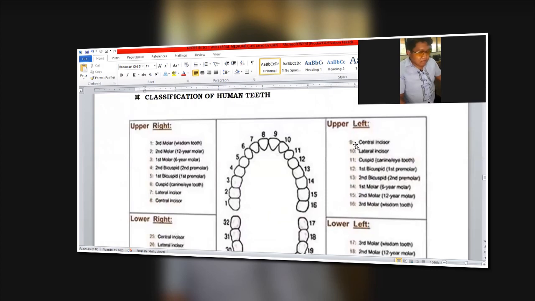Tooth number 9, the name of that is upper left central incisor. Number 10, the name of that is upper left lateral incisor. Number 11, upper left cuspid or canine tooth or canine. Number 12, that is upper left, first premolar or first bicuspid.